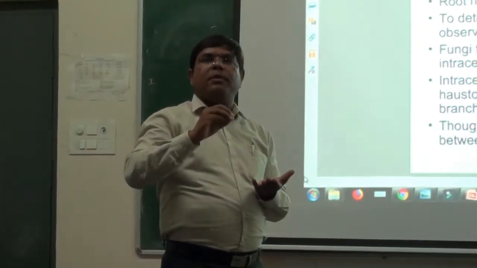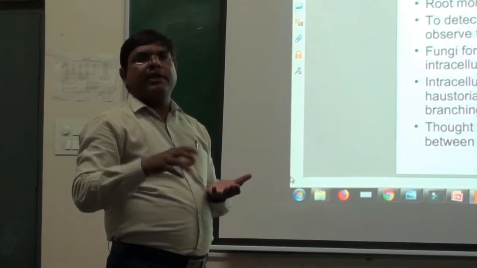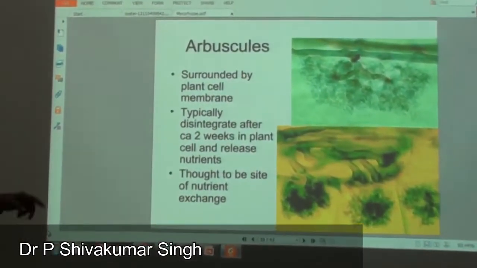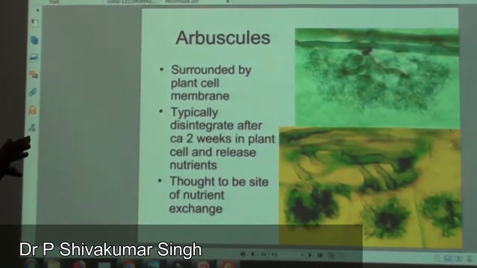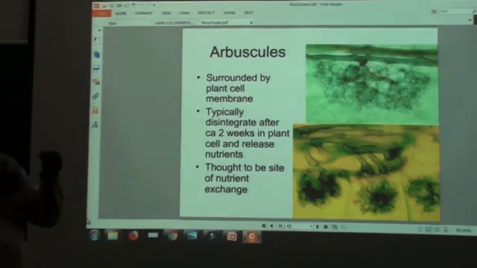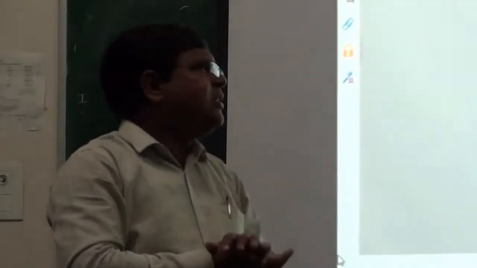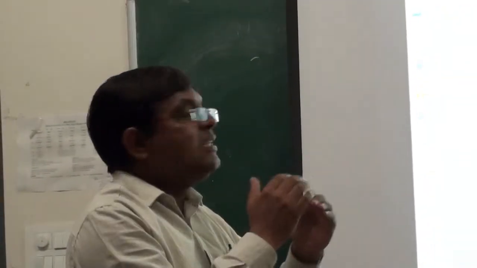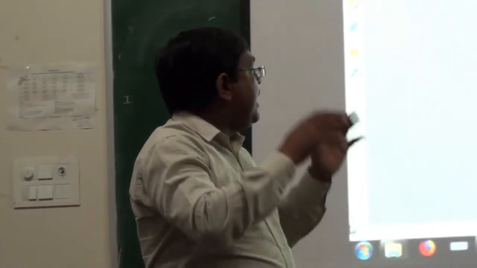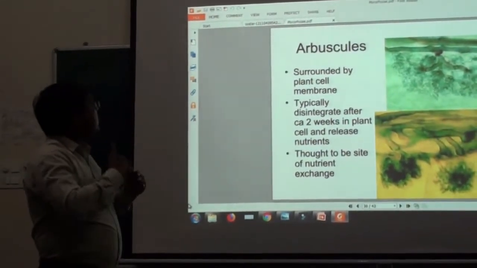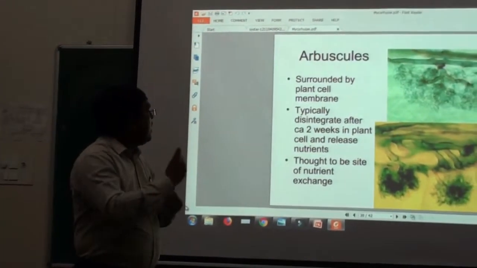The main and fundamental mutualistic aspect we can see in the case of arbuscular mycorrhiza is the arbuscules. Whatever term we use, the arbuscules are surrounded by the plant cell membrane. Around the plant cell, these arbuscules will be surrounded, and typically they disintegrate after 2 weeks in the plant cell and release nutrition. And the third thing is that nutrition will be exchanged through this typical structure in nature.